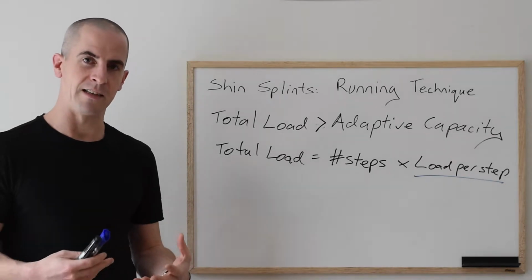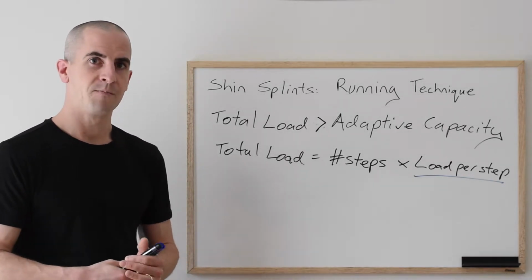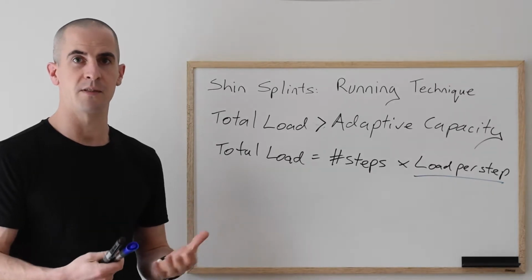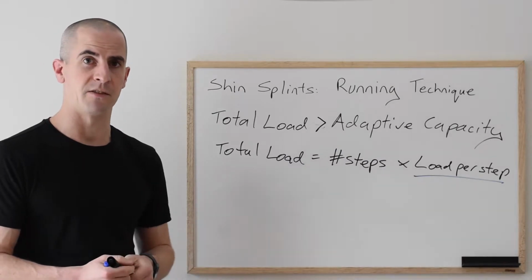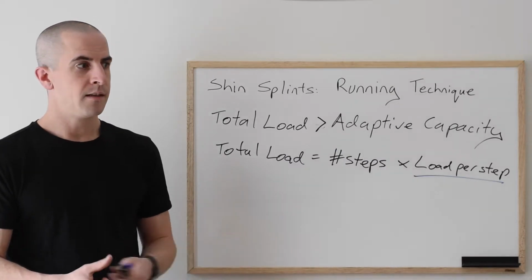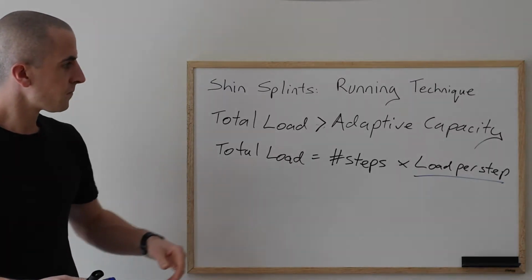They have very high vertical loading rates, high ground reaction forces, and in theory they may be more predisposed to developing problems, particularly like shin splints, which is a stress reaction of the tibia, or stress fractures, which is like the end stage version of shin splints.